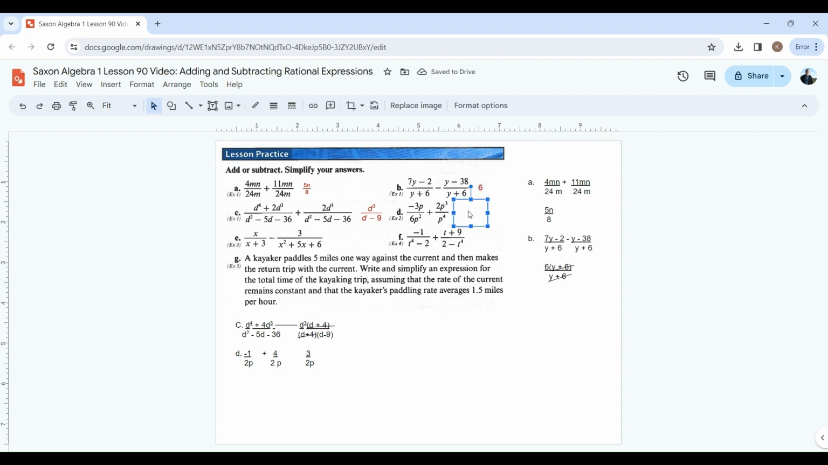Let's just make sure we did that one right. All right, so we've added a new element. You can multiply the top and the bottom of a fraction by the same thing if you need to get a common denominator. Let's continue with letter E.